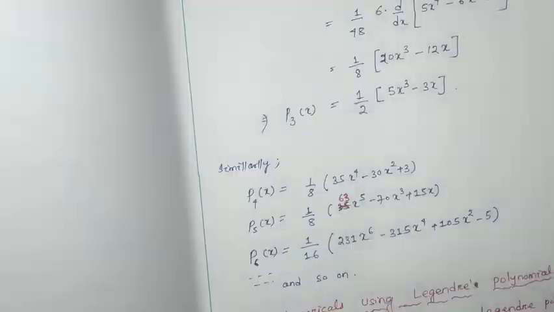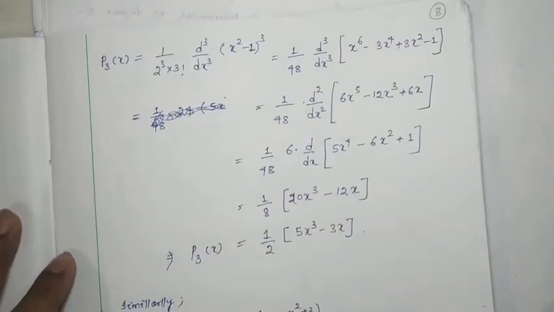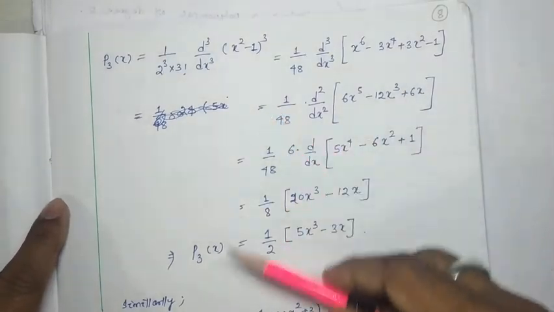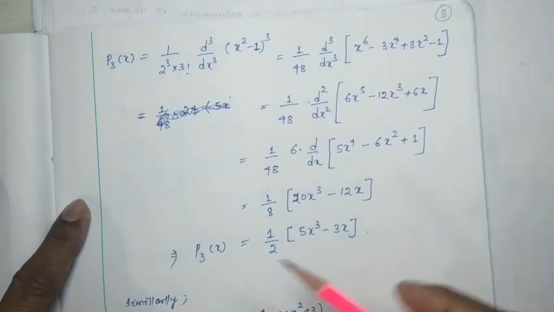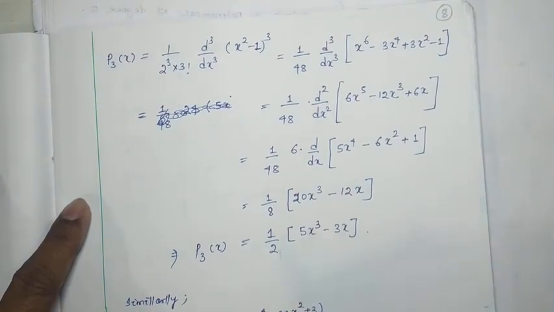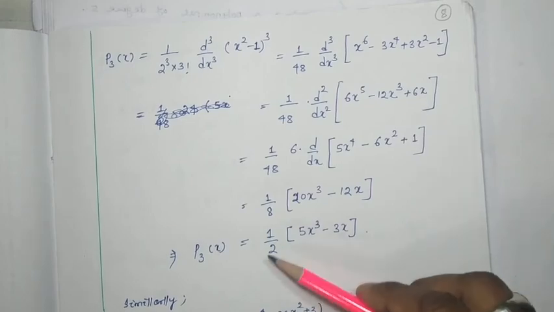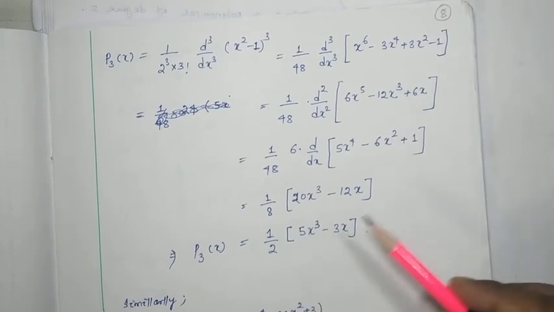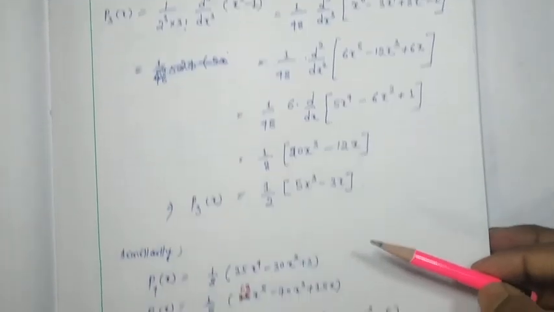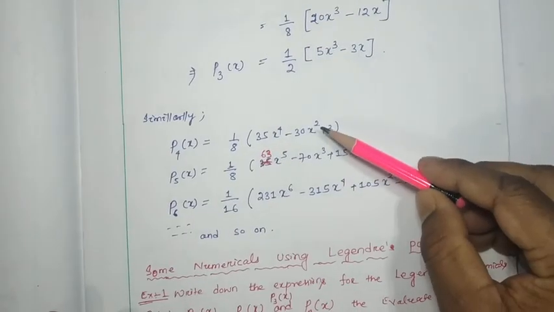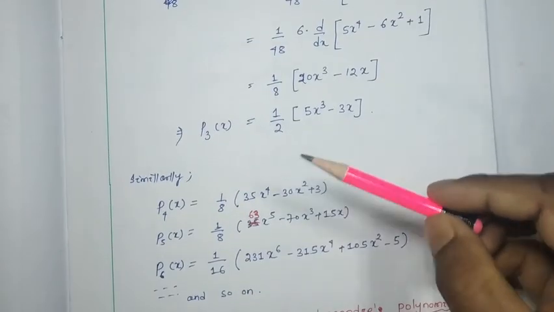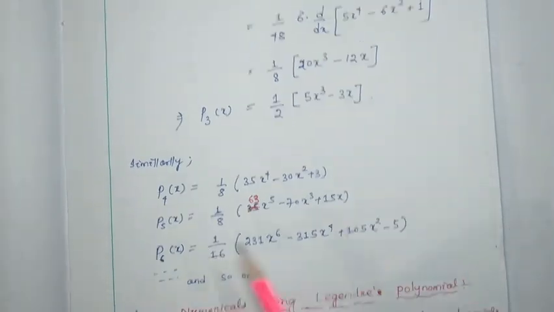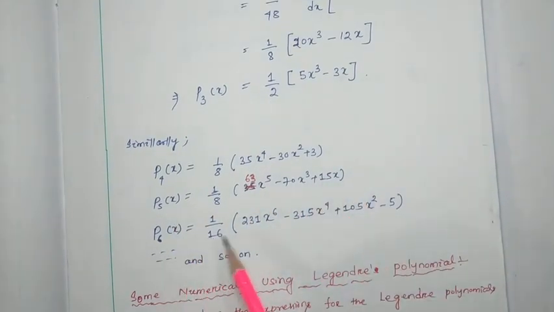Similarly, P3(x), you just pause the video and you can do it by yourself. P3(x) you can find is the same as what we found previously in the general formula: 1 by 2 (5x cube minus 3x). These things I have done for you, but I suggest to all of you that you at least do P4 by yourself and check it, okay? And similarly P5 will be this much, P6 will be this much, whatever I wrote previously.